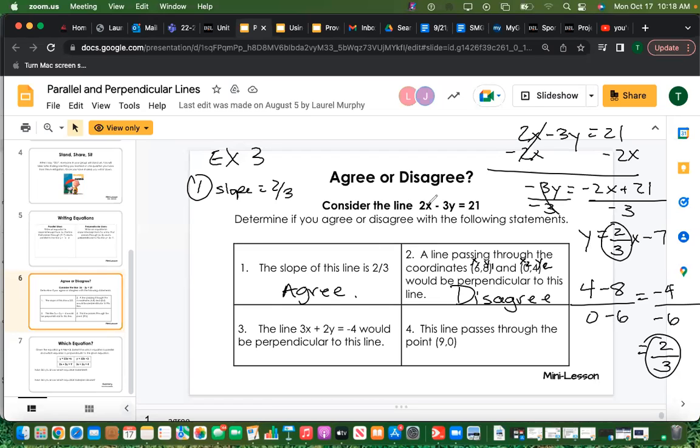You're going to have one of these type questions. It's going to be parallel or perpendicular. Wait, why is it parallel? Because it's the same. Remember, if it's the same, it's parallel. If it's a negative reciprocal, it's perpendicular.